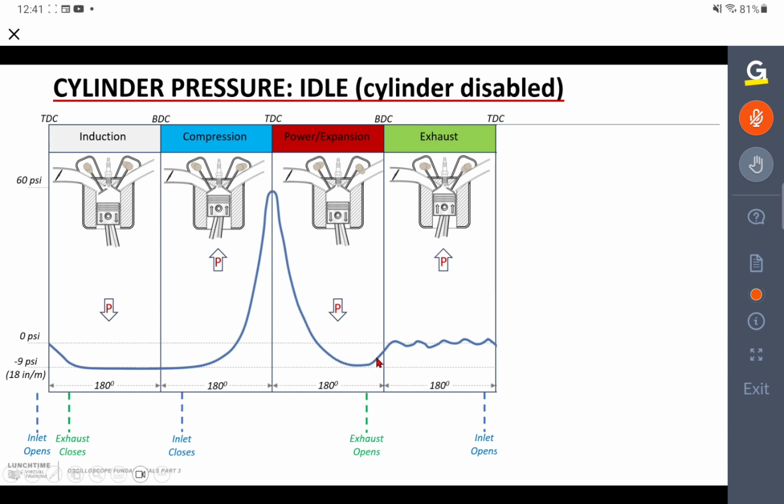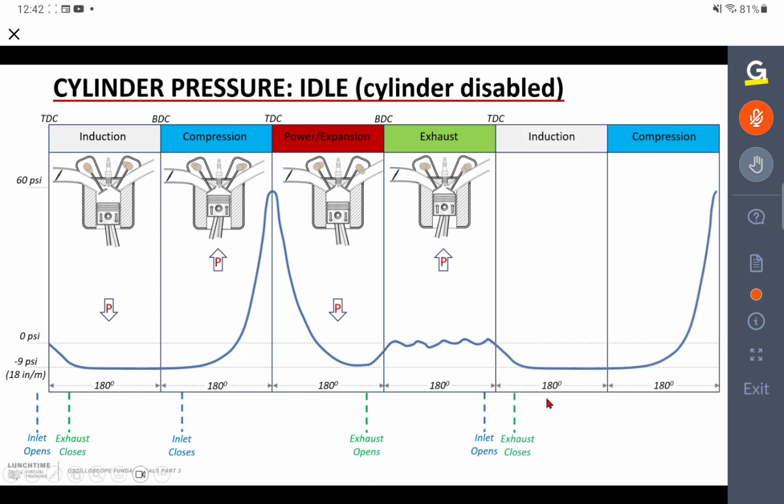We open the exhaust valve, atmospheric pressure from the exhaust system enters the cylinder, so the pressure rises in the cylinder, and as the piston rises up the cylinder, the air is forced out past the exhaust valve, and as it does so, it oscillates slightly as it's going past the valve, until such time as the inlet valve then opens again, and we start the whole process again.